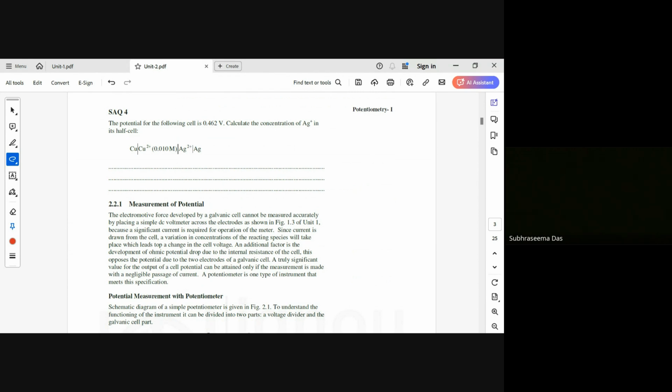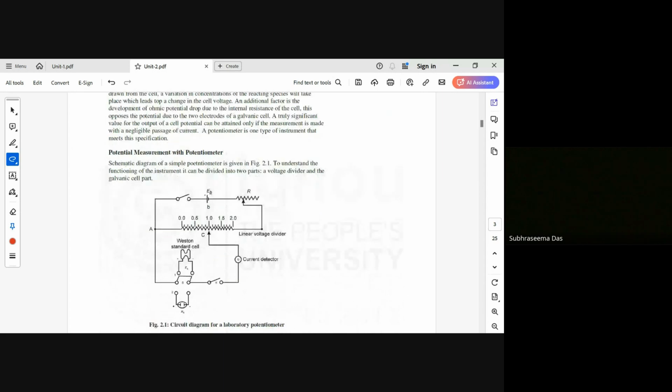The EMF, as we have known, cannot be measured accurately just by placing a voltmeter across the electrodes. It is actually very difficult. A potentiometer is one type of instrument that is particularly used for the measurement of potential difference between two circuits. If we look at figure 2.1, this represents a circuit diagram for a potentiometer. To understand this, the figure has been divided into two parts. One is the linear voltage divider, the ABC part, and the second is the galvanic cell part. The two parts combine to give rise to the measurement of the potentiometer.